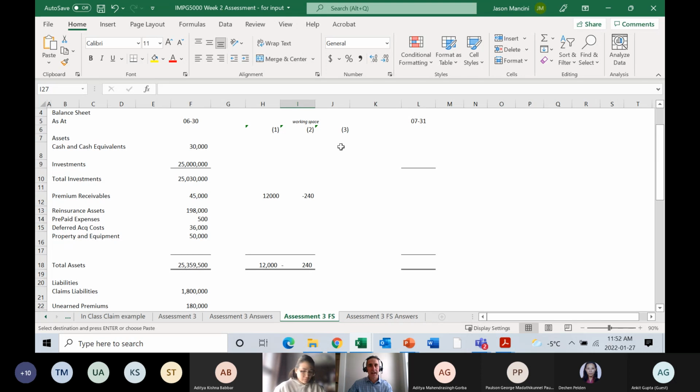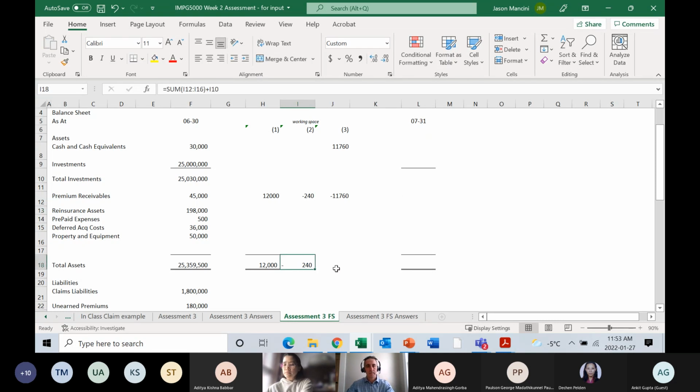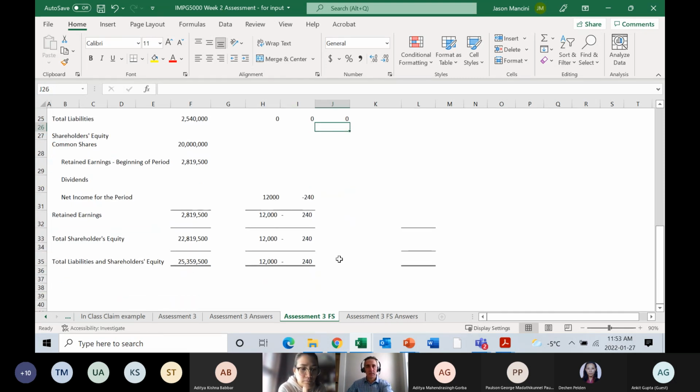The last one said the cash came in of 11,760. And then this decreased 11,760. So there is no change in the asset, and there's no change in any other account for the cash. Okay.